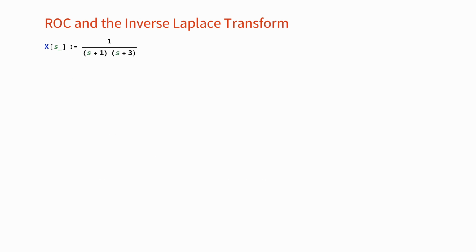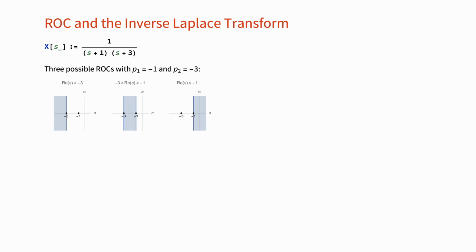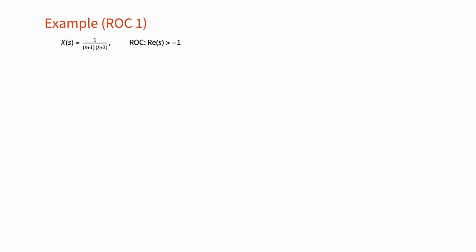For the Laplace transform X(s) shown here, we have 2 poles, p1 equal to -1 and p2 equal to -3. And this results in 3 possible ROCs as shown here. We have the half planes and the vertical strip. Let's find the inverse Laplace transform for each of these cases. For the case where the ROC is given as the real part of s greater than -1, basically the ROC spans the right half side of the complex plane.